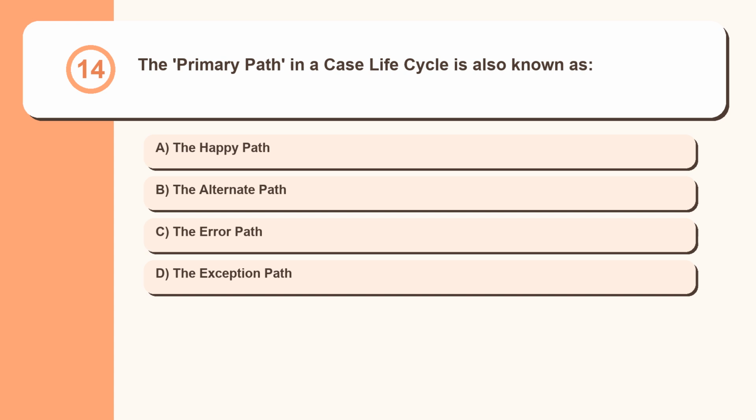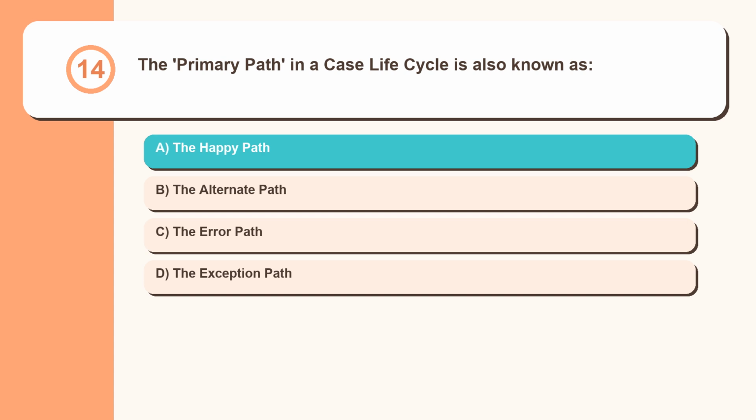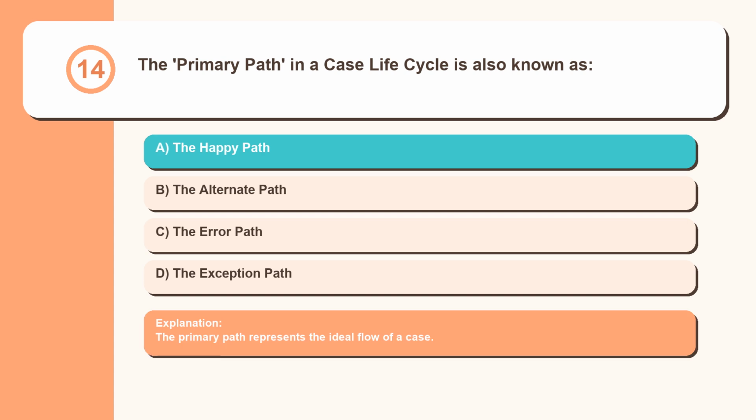Question 14. The primary path in a case lifecycle is also known as the happy path, the alternate path, the error path, the exception path. The primary path represents the ideal flow of a case.